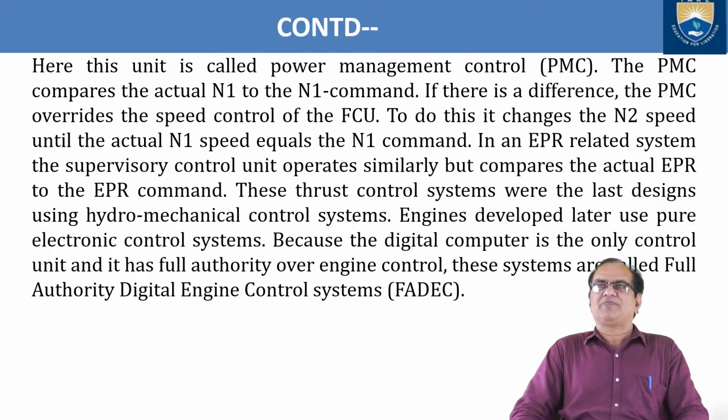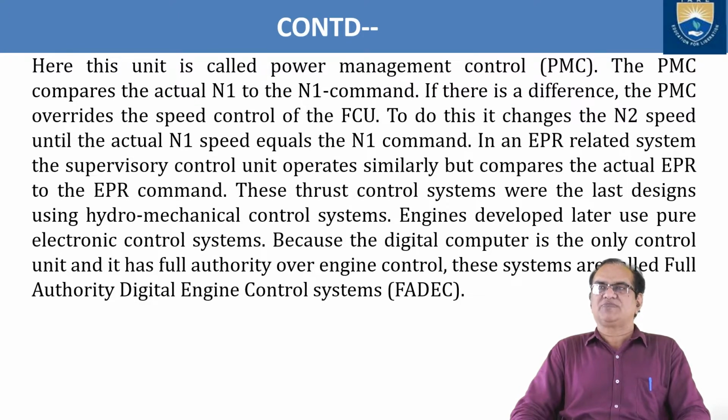Here this unit is called the power management control, PMC. The PMC compares the actual N1 to the N1 command. If there is a difference, the PMC overrides the speed control of the FCU. To do this, it changes the N2 speed until the actual N1 speed equals the N1 command. In an EPR related system, the supervisory control unit operates similarly but compares the actual EPR to the EPR command.